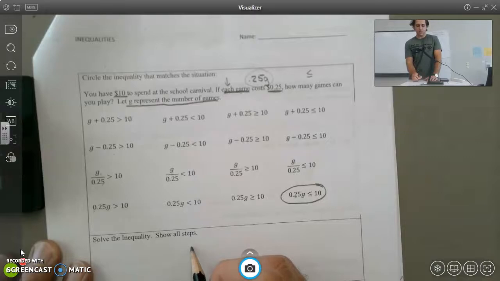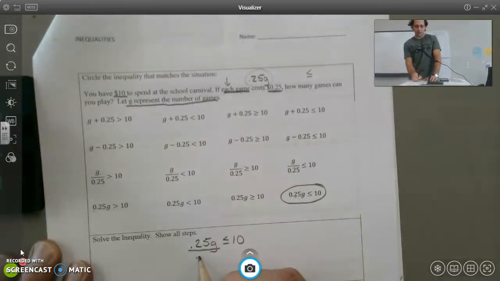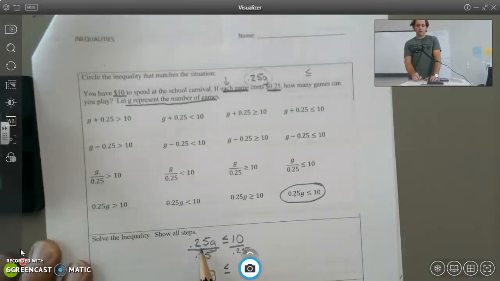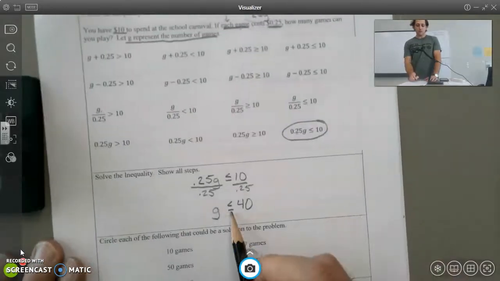Now let's just solve it. 25 cents per game is less than or equal to $10. I would divide by the coefficient here because I'm multiplying by 25 hundredths. Now if I divide by 25 hundredths, I would find that my number of games is less than or equal to, and just a little number sense here, 25 hundredths is 1/4. So if I'm dividing by 1/4, I'm multiplying by the reciprocal of 1/4, which is 4. So I'm really just multiplying by 4. 10 times 4 is 40. My number of games has to be less than or equal to 40.